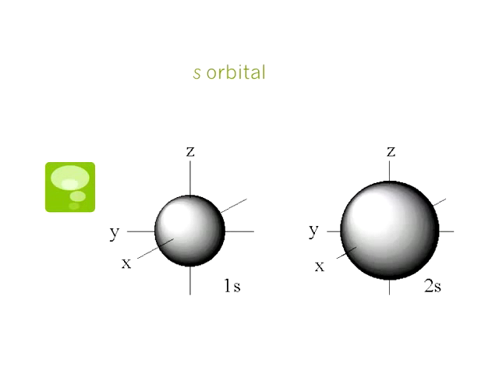This is an example of the s orbital. You can see that on these orbitals, I've drawn the 3 axes, x, y, and z. x is going in and out of the page. And you can see this is an example of 1s and 2s. So the first energy level, s orbital, and the second energy level, s orbital. The only difference is that the second energy level, s orbital, is larger.